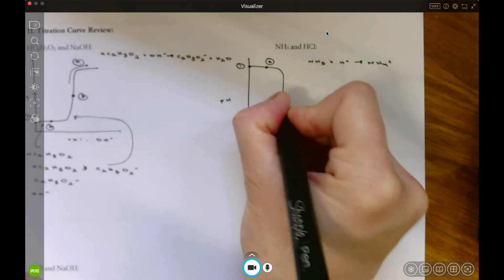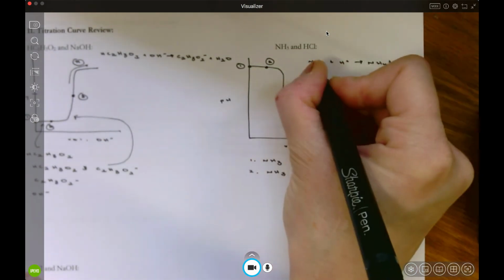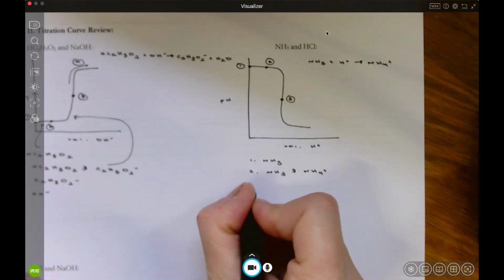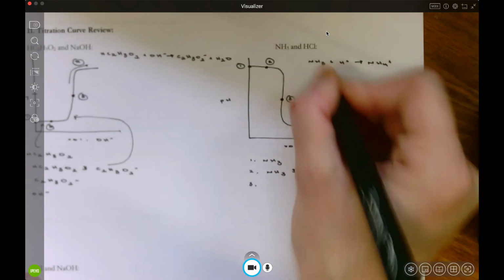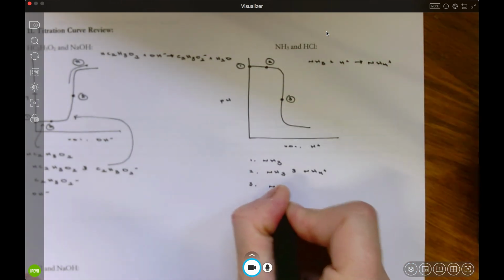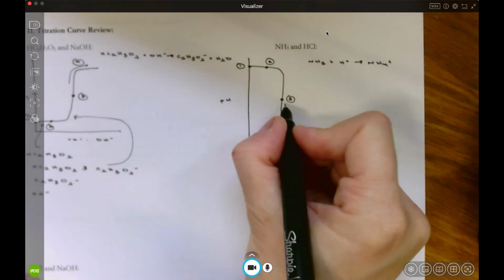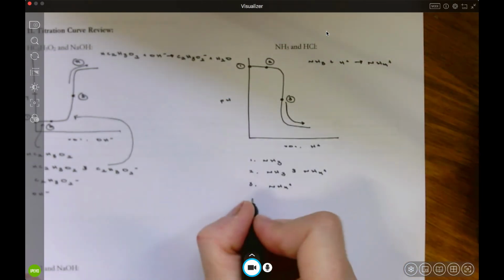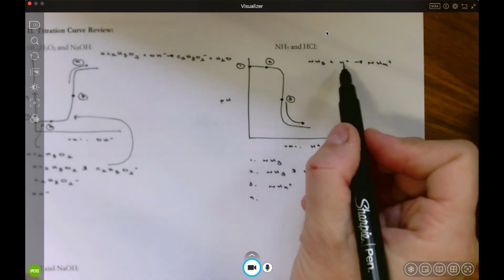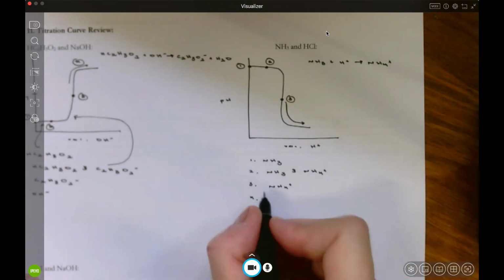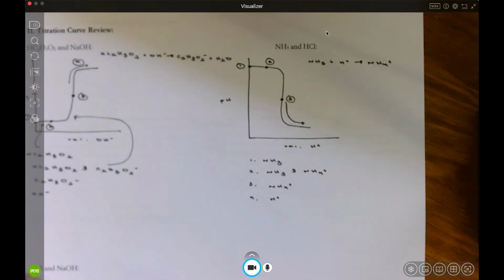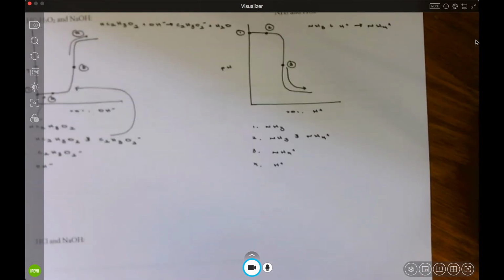Then at my equivalence point, when I've added equal amounts of NH3 and H+, neither of these is going to be present. They're going to have reacted completely, so I only have NH4 plus present. And then if I keep going past here, I'm just adding H plus to the NH4 plus because I ran out of NH3 completely. So the only thing that's going to really affect my pH is my H plus concentration. Let's look at the next one.